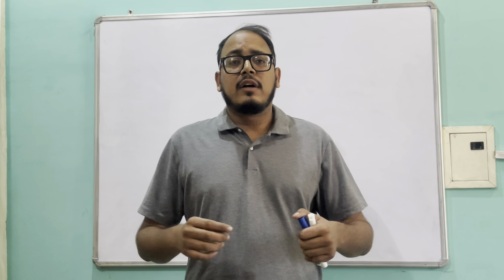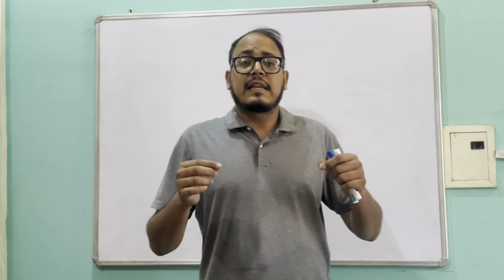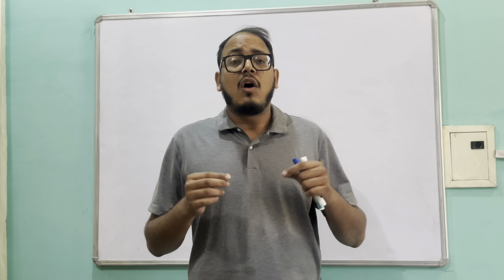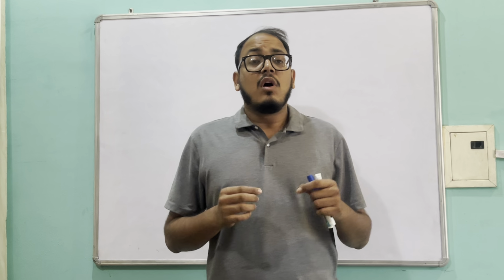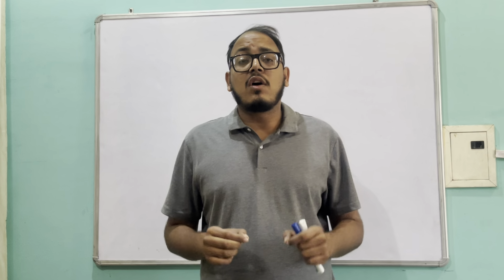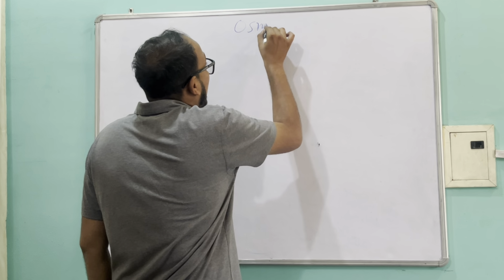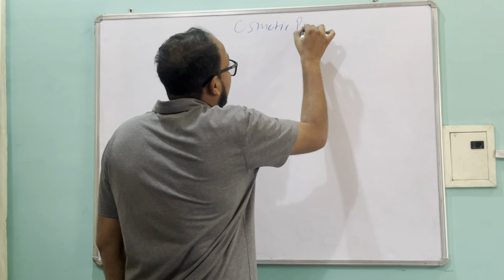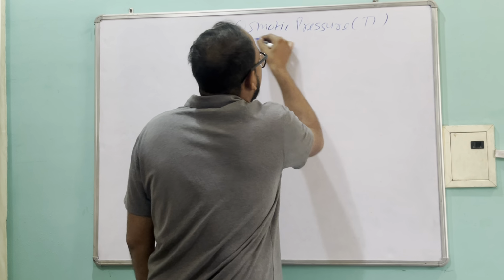Hello students, today we have discussed the class 12 chapter Solutions. In this chapter, we have a topic osmosis, or we can say osmotic pressure. So today we will discuss the next topic, that is called osmotic pressure. Osmotic pressure is denoted by the symbol capital pi.